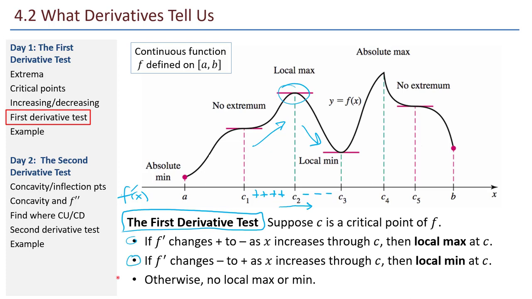There's a similar statement for local mins. If f prime does not change sign, there's no local max or min. And we can see that, for example, on the right, between c4 and c5, my first derivative is negative, and then after c5, the first derivative is negative again, and there's no local max or min.